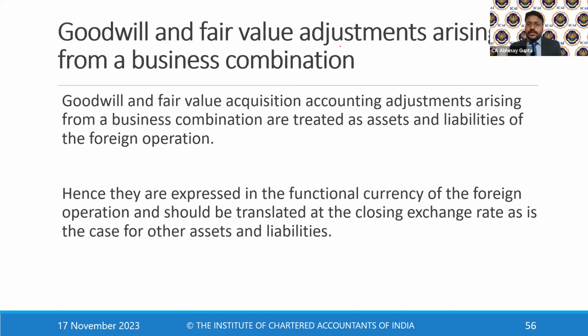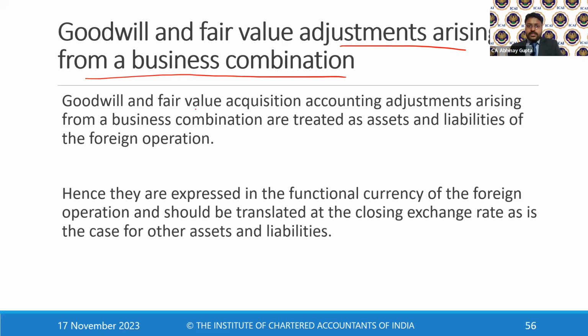Goodwill and fair value adjustments arising from a business combination. So this is another small concept. Whenever goodwill is there in the books of the foreign operation, then while preparing the consolidated financial statements, how does that need to be taken care of, right?